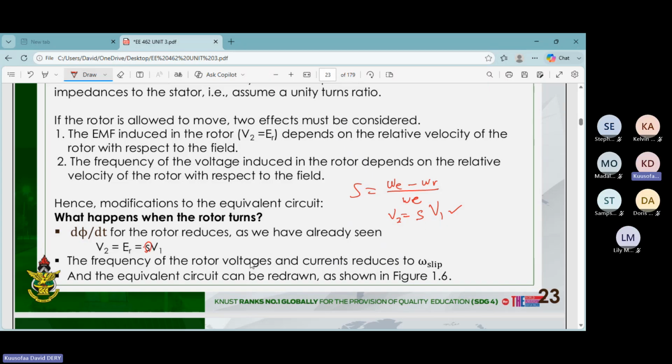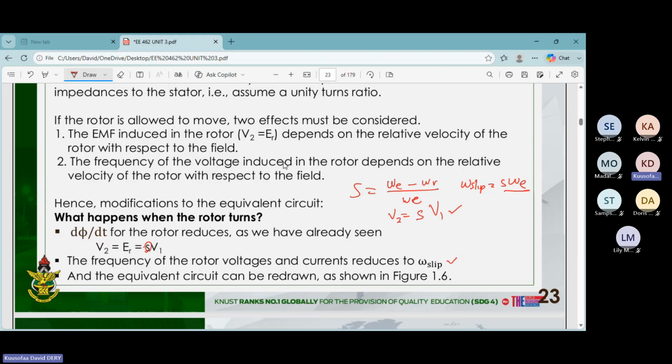The frequency of the rotor voltages and currents reduces to ω_slip, and ω_slip is given by the slip multiplied by ω_e. So realize that the frequency on the rotor side is the slip times the frequency on the stator side. So they are not the same. We have to redraw this equivalent circuit to ensure that they are the same, right?